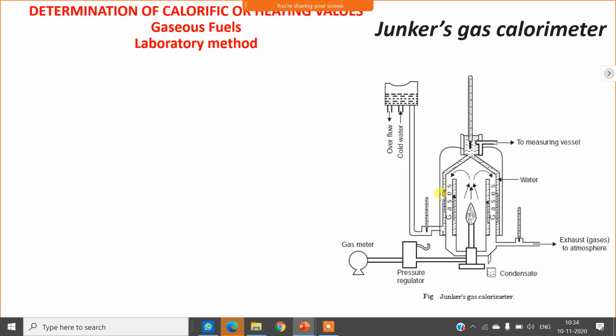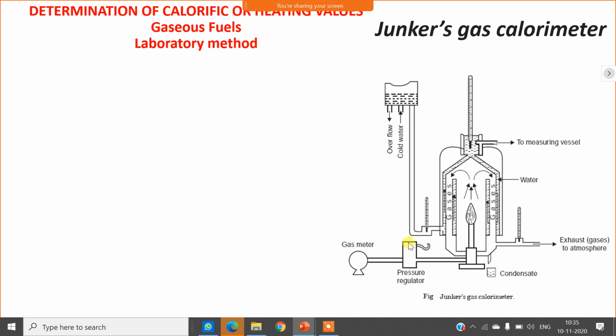Look at the figure. First of all, we will see the construction of Junker's gas calorimeter. It consists of a gas meter. The gas meter measures the volume of gas which is to be supplied to the calorimeter for burning purposes. It measures the volume of fuel gas which is to be supplied to the gas calorimeter.